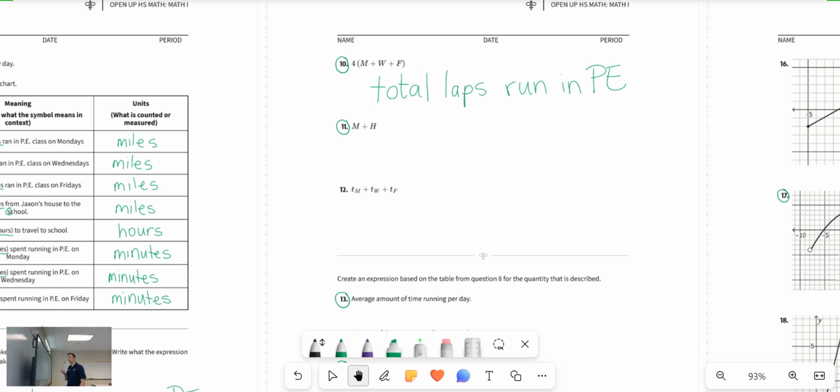If somebody asks you how old you are, you have to answer with years and months and days. You can't answer with, how old are you? I'm 6 feet tall, or something like that, right? That wouldn't make any sense. So M plus H does not make sense.